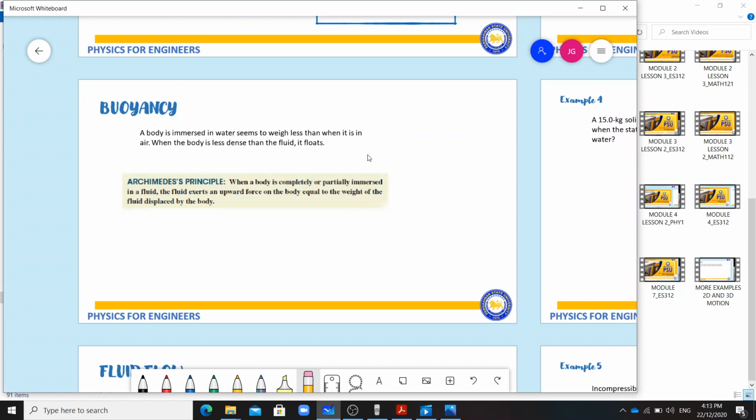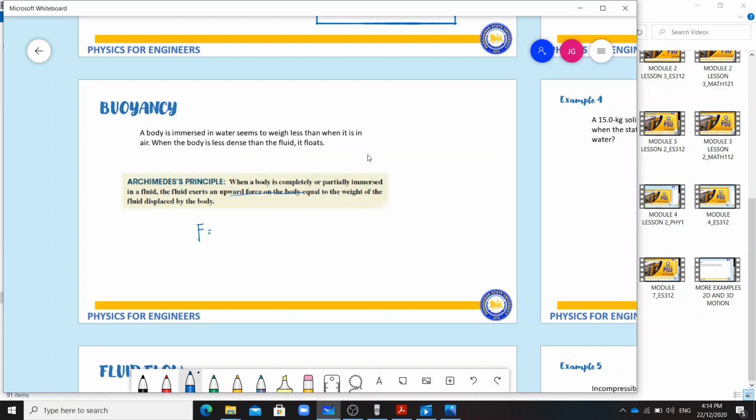So para ma-compute natin yung buoyancy, sabi sa Archimedes principle, when a body is completely or partially immersed in a fluid, the fluid exerts an upward force on the body equal to the weight of the fluid displaced by the body. Okay, sabi sa buoyancy, siya ay force.